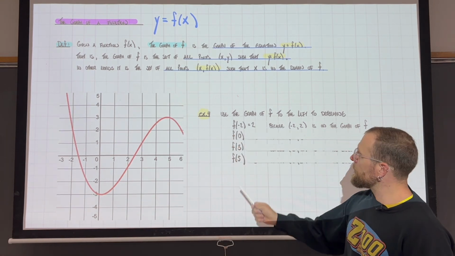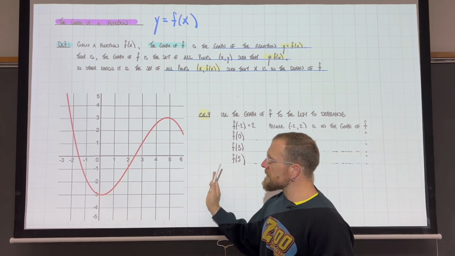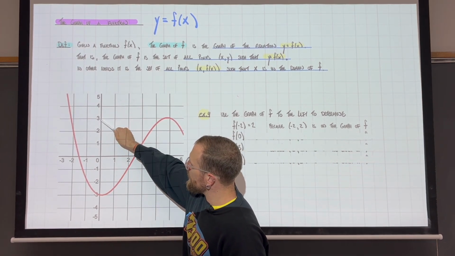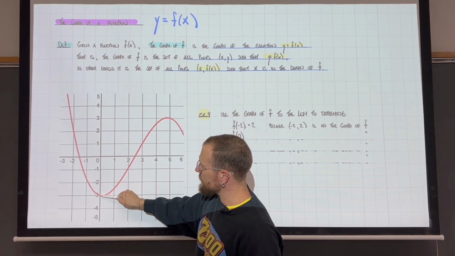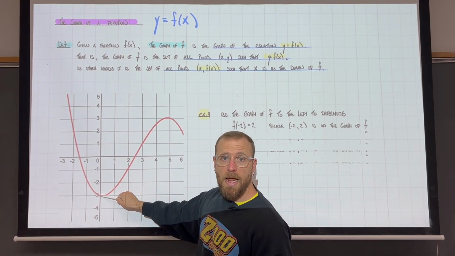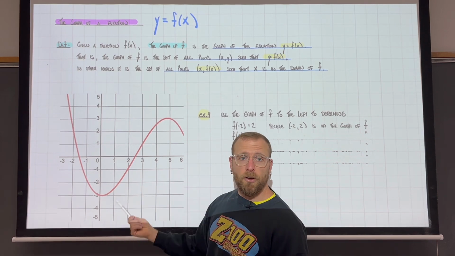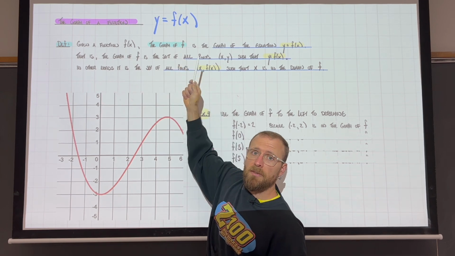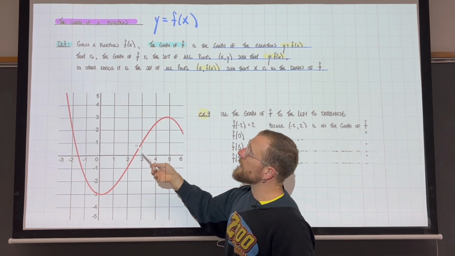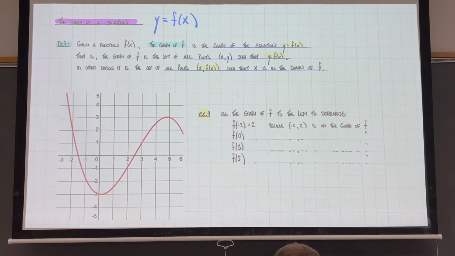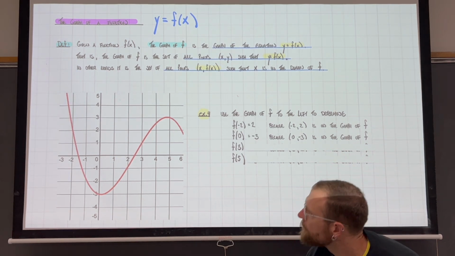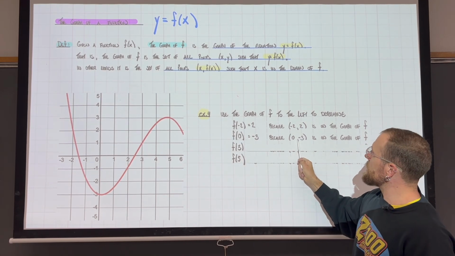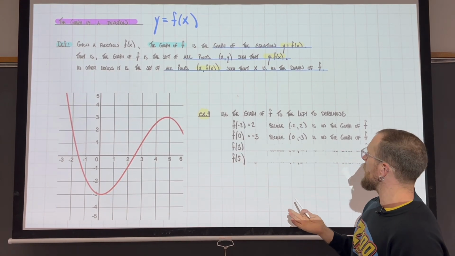Okay? What's f of 0? Well, I scan the x-axis until I find 0. There it is. I scan up and down until I find where the graph is, and it's right here. This is the point 0, negative 3. And it's on the graph. So 0, negative 3 satisfies the equation y equals f of x. That says that negative 3 equals f of 0. Okay? So f of 0 is negative 3 because 0, negative 3 is on the graph of f.